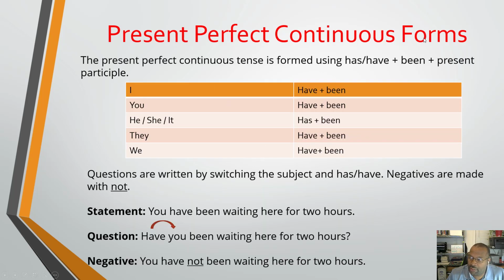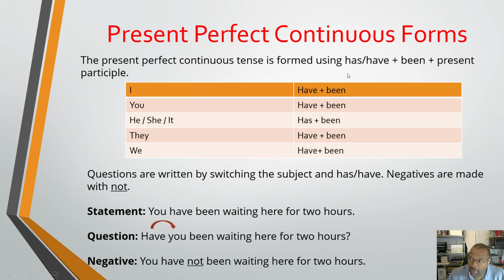Present perfect continuous tense forms. The present perfect continuous tense is formed using has or have plus been plus present participle. All right? That's a lot of stuff. The present perfect continuous tense is formed by using has or have plus been plus present participle. All right, so let's break that down. Let's slow down and let's break it down little by little so we know exactly what this means.